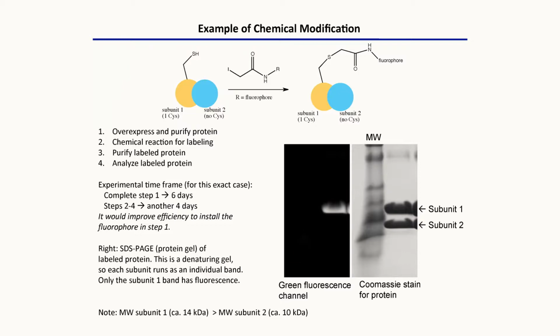So it takes about 6 days from start to finish to overexpress and purify it. Steps 2 to 4, based on the purification, we do another 4 days, right? So that's 10 days from start to finish just to get this protein you'd like to use in your experiment, right? And you could imagine if somehow a label could be put on in vivo during this initial step here, right? That would save some time at the end of the day.